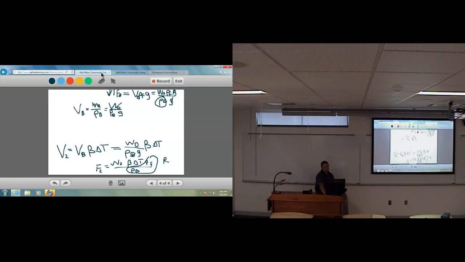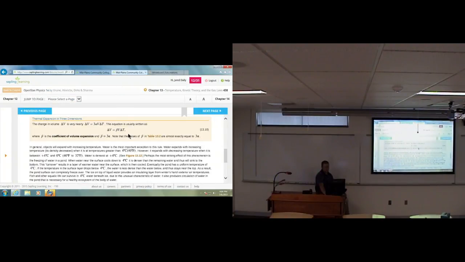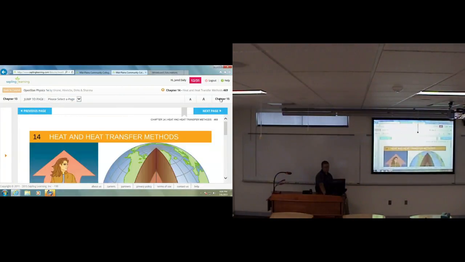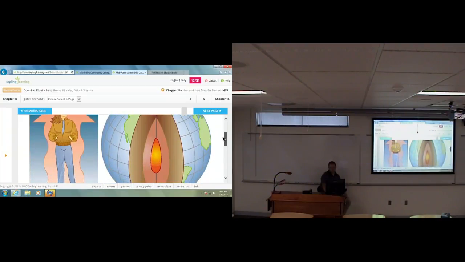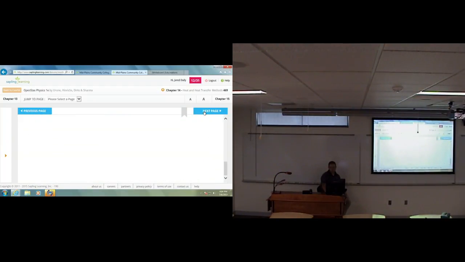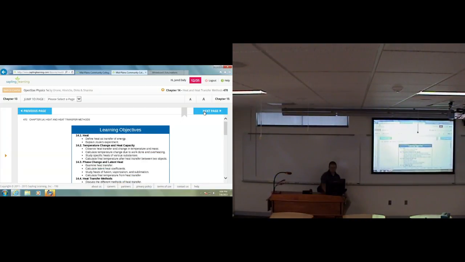Let's do some chapter review, chapter studying. We're on to chapter 14 now, I believe, in the book, getting very close to the end. If you remember, we get through heat, and then we do some waves, sound, and we're done. So we're pretty close here. Heat and heat transfer methods. We spend a few chapters doing heat. Here they show a person and the earth, and both things are transferring heat all the time. Very interesting stuff, actually.